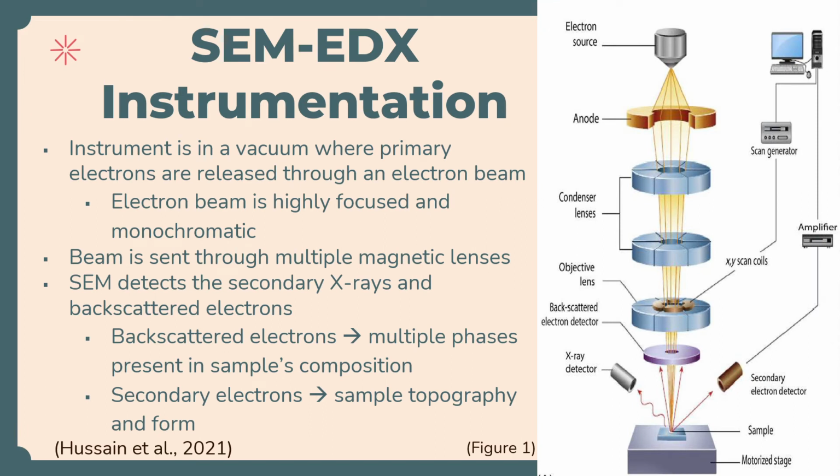So SEM EDX instrumentation. SEM stands for Scanning Electron Microscopy, and EDX stands for Energy Dispersive X-ray Spectroscopy. This entire instrument is placed into a vacuum where primary electrons are dispersed through an electron beam. This electron beam is a highly focused and monochromatic beam that is sent through a series of multiple magnetic lenses. The SEM portion of this instrument detects the secondary X-rays and backscattered electrons.